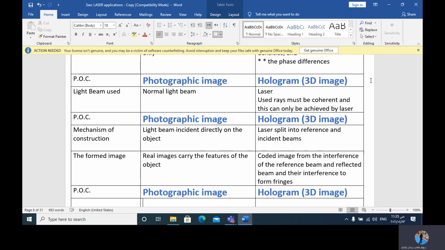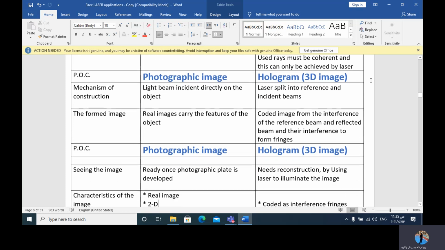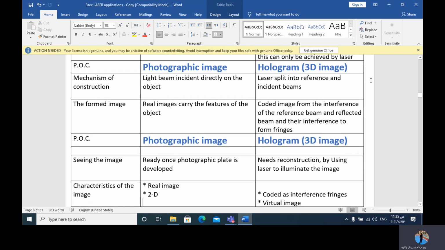The next point of comparison between photographic image and hologram is the mechanism of construction, which means how the image is formed, how can I obtain it? The photographic image can be obtained by a normal camera, as we know. The light beam is incident directly on the object. So it's very simple and direct. I have light, the light beam falls on the object and is reflected. Simple. But on hologram, it is not this simple.